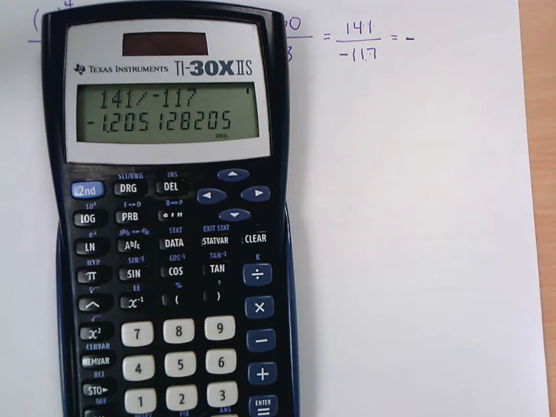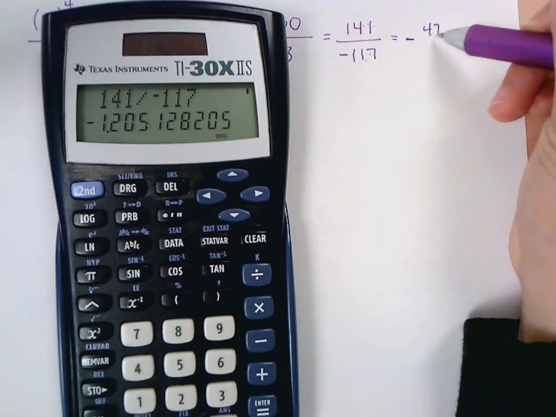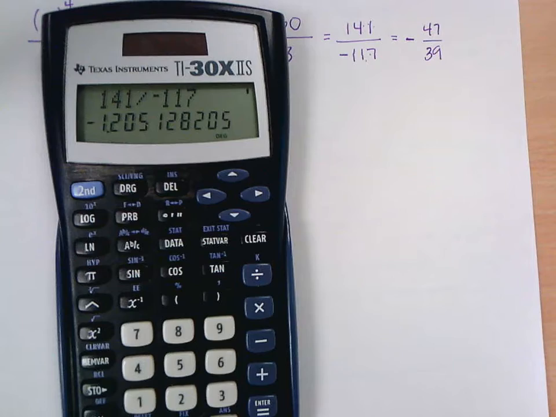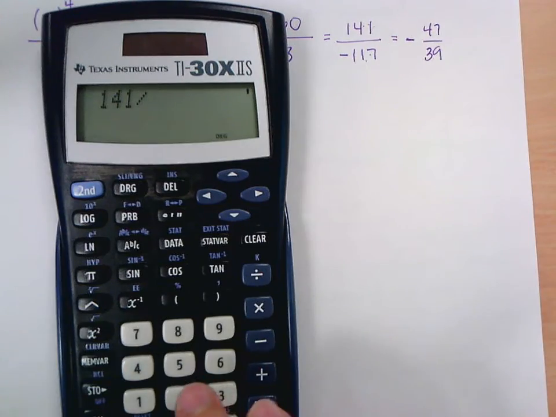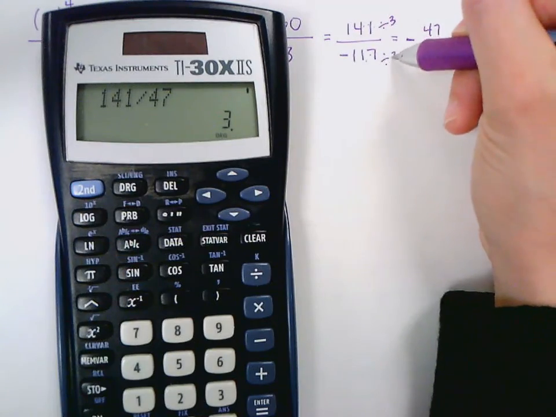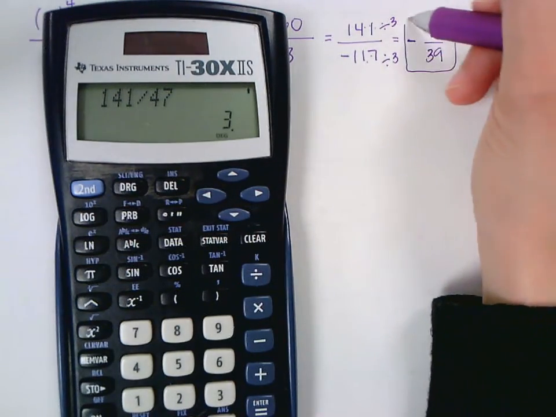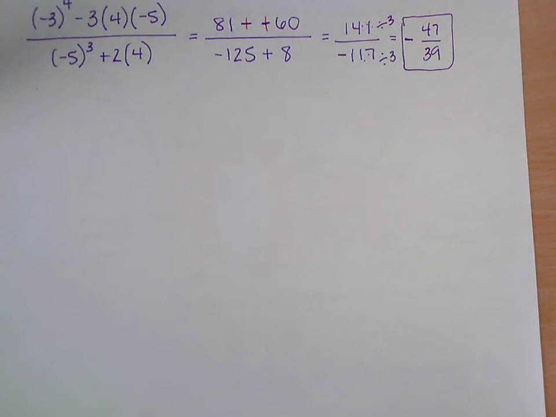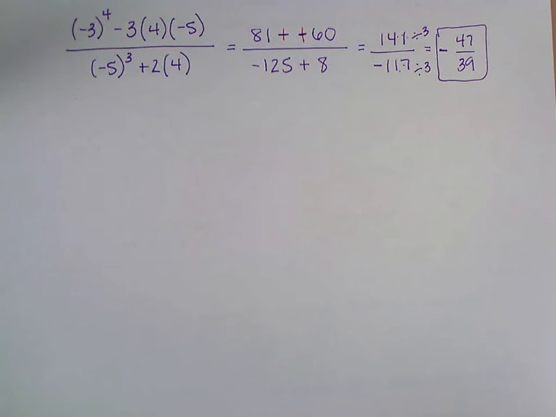Anybody know, have you been... Oh, you just have it? What did you have? It is negative 47 over 39. So I'm just going to divide by 3 here. They can both be divided by 3 to get this answer. Okay, so just make sure your answers are always in simplest form, especially when you leave them as fractions.